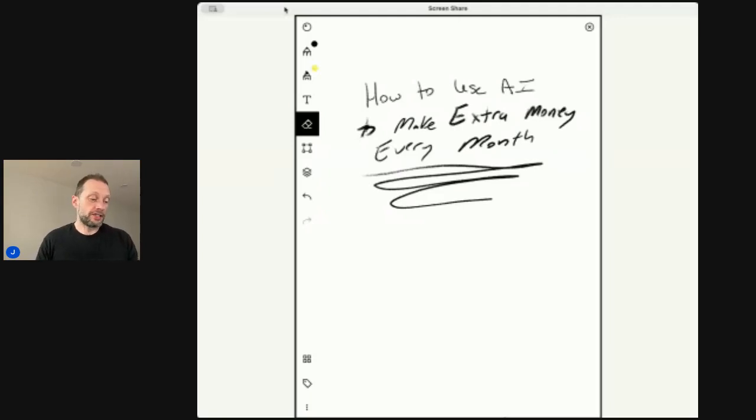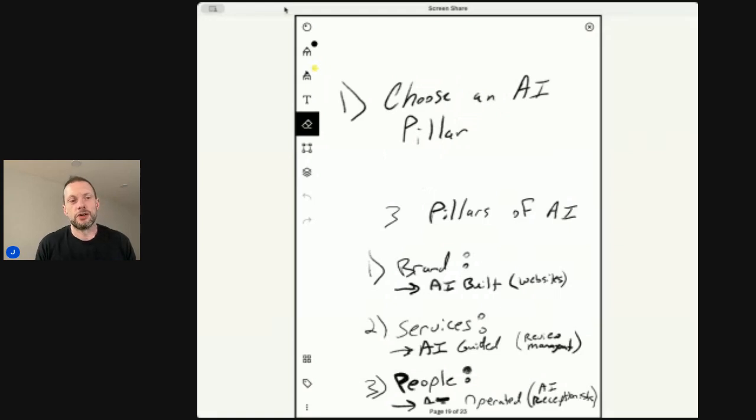How to use AI to make extra money every month. All right. We're going to keep this very, very simple. In some other videos, I've talked about the 3 pillars of AI. For me to get started, I want to choose a pillar. Essentially, I'm choosing a service that is going to be helpful to a small business, a local small business.